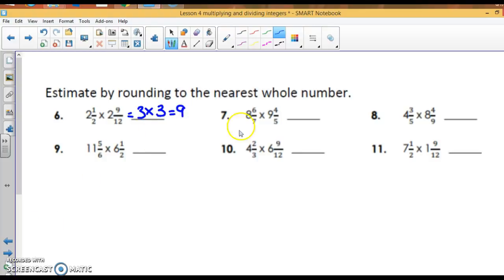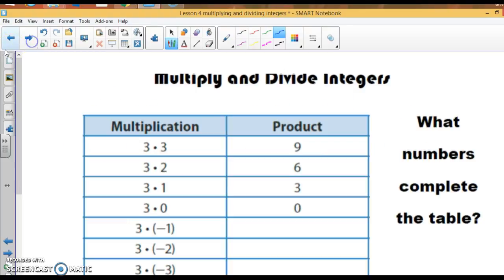Let's do one more of these. 8 and 6/7. 6/7 is more than a half, so that'll round to 9. Times 4 and 4/5. 4/5 is more than a half, so this will round to 5. 9 times 10 is 90. All right. On to today's lesson.